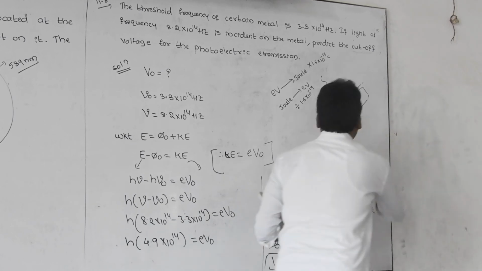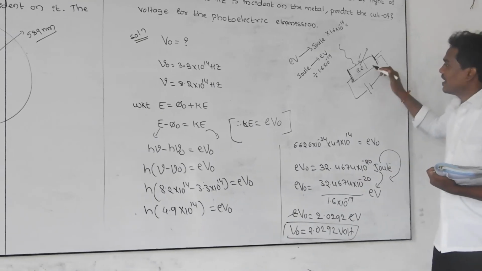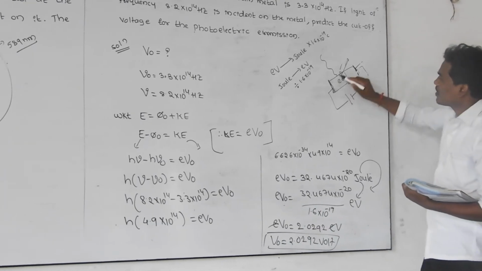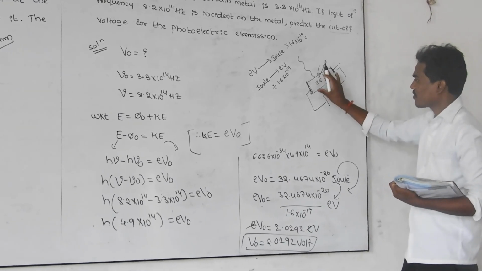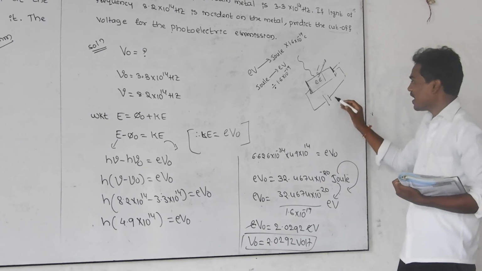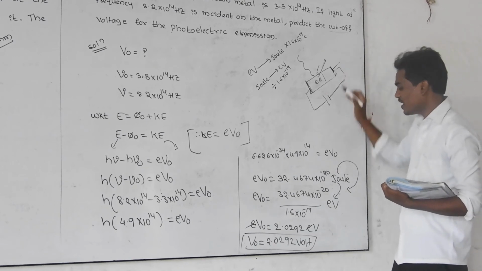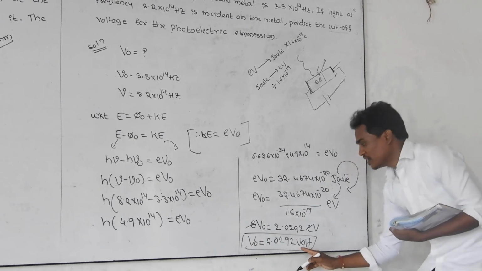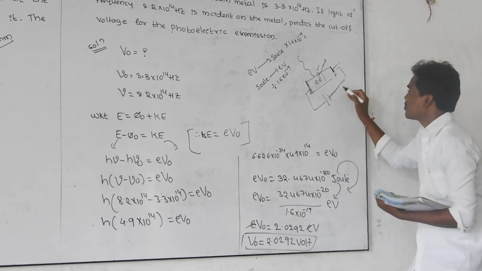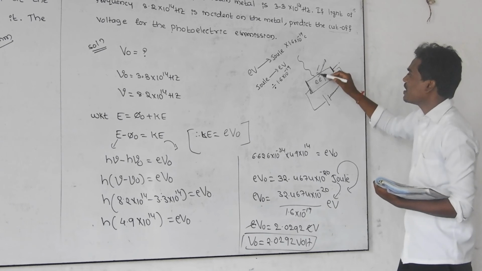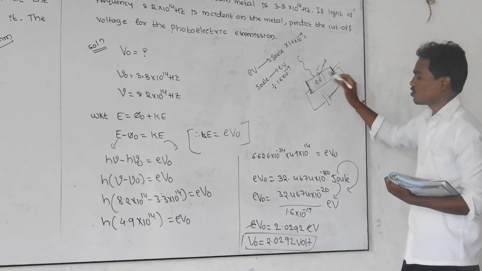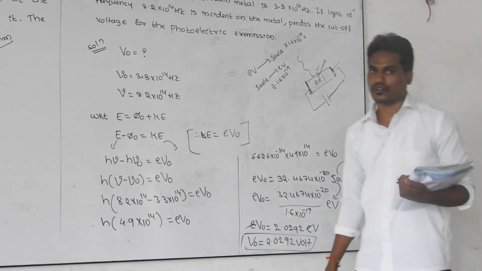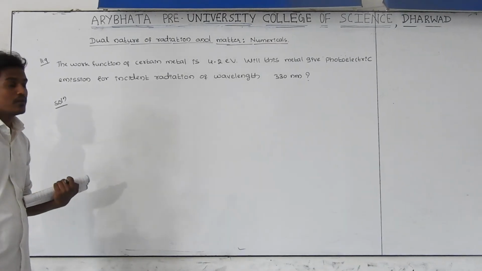This means the photoelectric emission has started. The electron is emitting from the surface of the metal. In order to stop this emission from the surface of the metal, you need to apply a negative potential to the anode plate, equal to 2.0292 volt. If you apply this much voltage to the anode plate, then the electron emission stops, and this is the cutoff voltage or stopping potential.